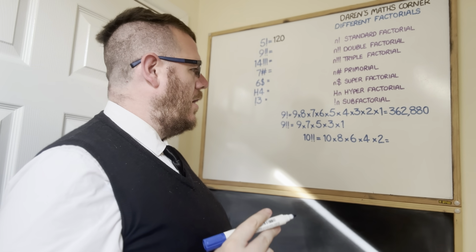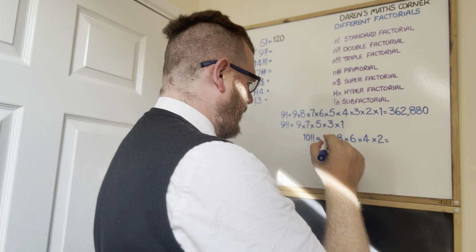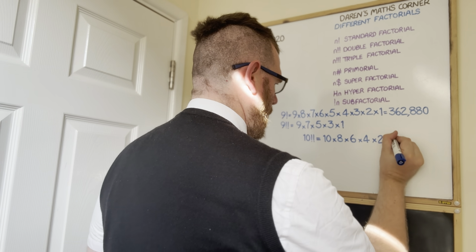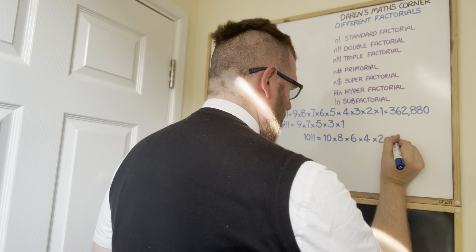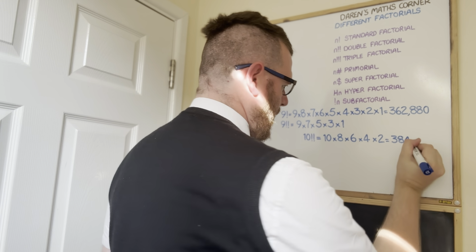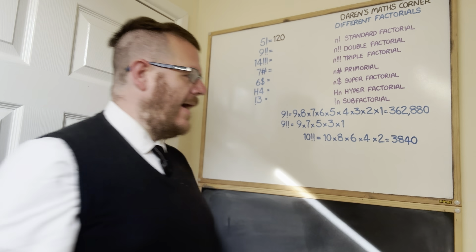No, 8 times 6 is 48, times 4 is 192, times 2 is 384. That is your 8 double factorial, and then what you do after that, for 10, is just do that.